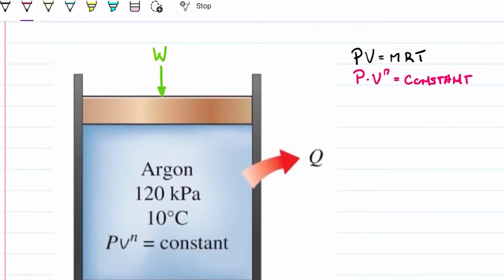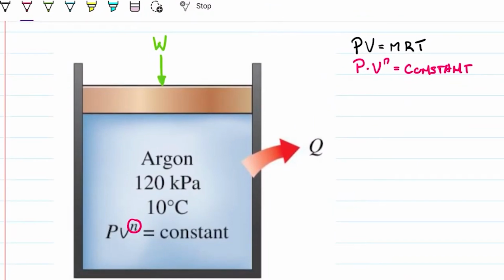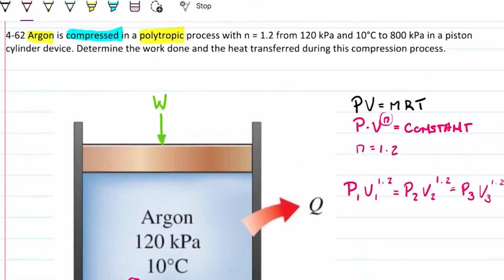And the n is 1.2, so what that's saying is that this exponent here is 1.2, right? So n equals 1.2. Okay, so whatever pressure I am, P1 times V1 to the 1.2 will be equal to P2 times V2 to the 1.2, which is equal to P3. And regardless of the state we're in, as long as it's a polytropic transformation, it's always going to be the case. We're going from 120 to 800.